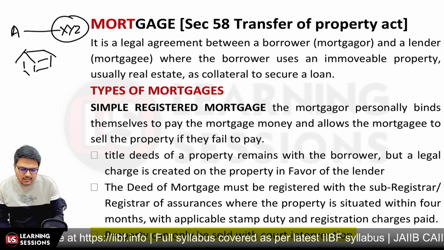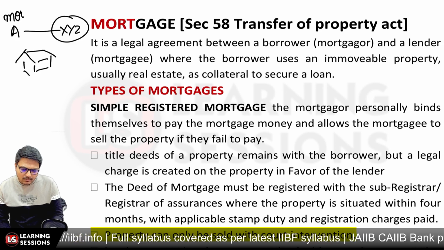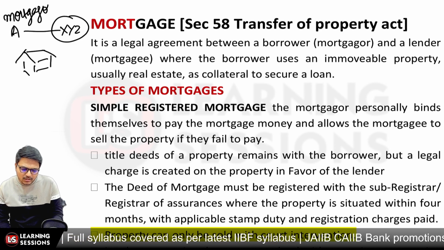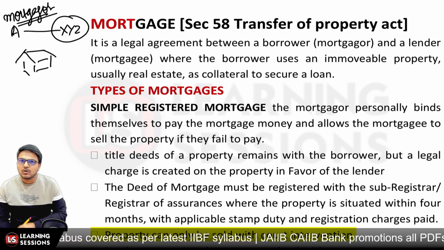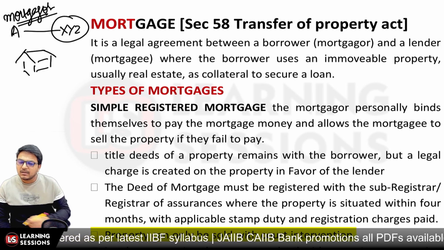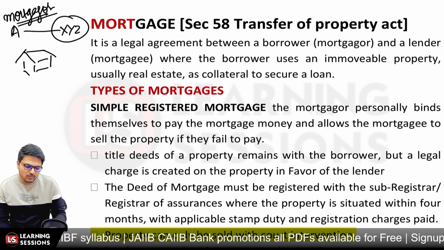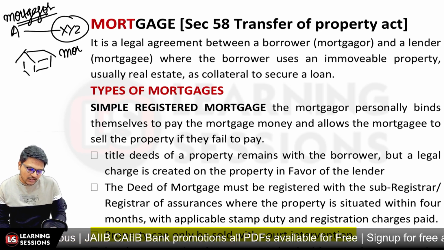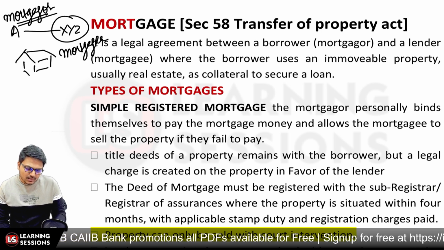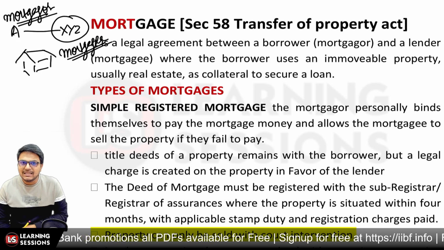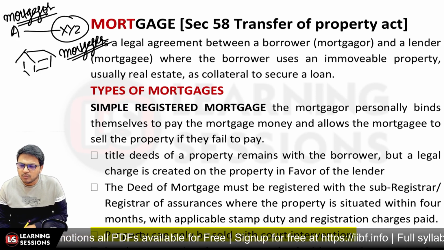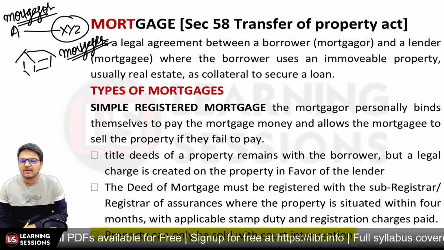Now person A over here would be the mortgager, who is a debtor. And the authority or the person in whose name the charge has been created is said to be the mortgagee. So it's a legal agreement between two parties: one is the mortgager, the other one is the mortgagee.